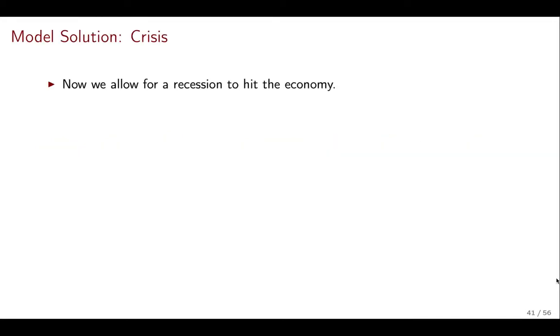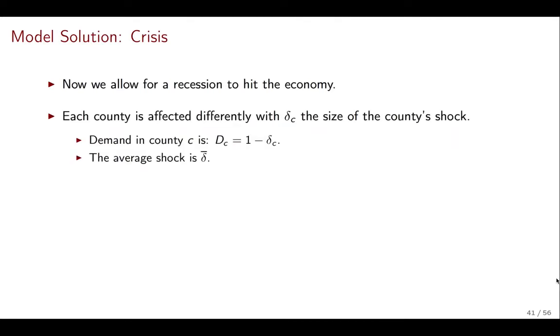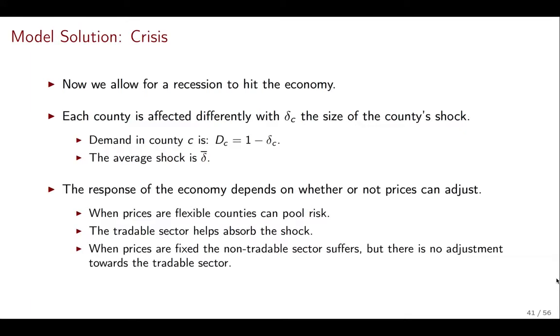So now that we allow for the recession to hit the economy, we need to model what a recession means. Each county is going to be affected with a different shock. This delta is going to be the shock to demand that we're going to experience. So delta is decreasing the demand of the economy. Remember, in normal times, demand was equal to 1. Now it's 1 minus delta C. And we're going to denote as delta bar the average size of the shock. This is going to come back later.